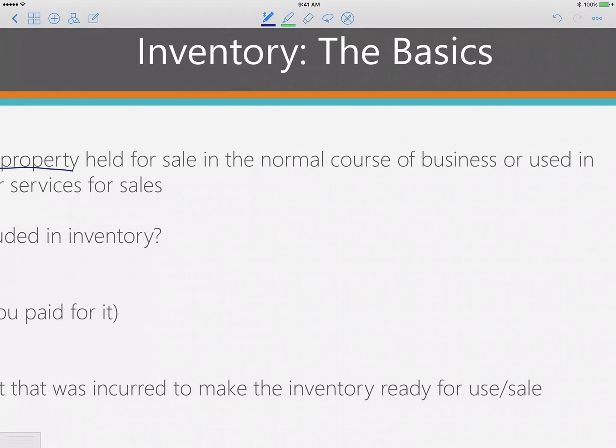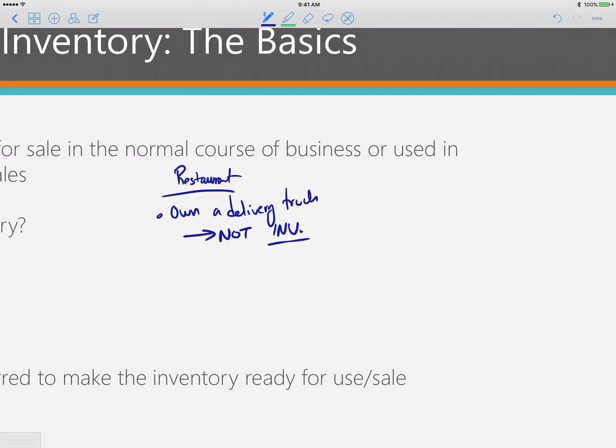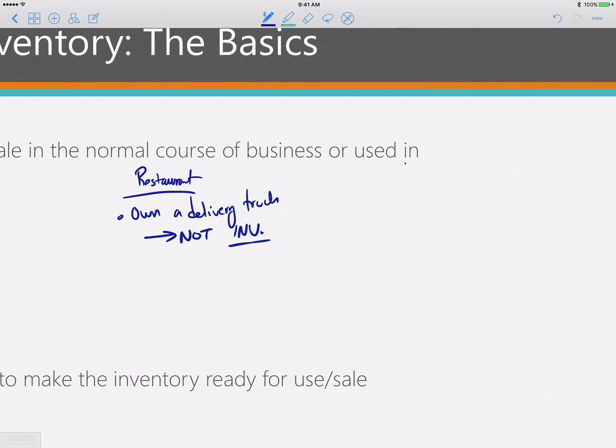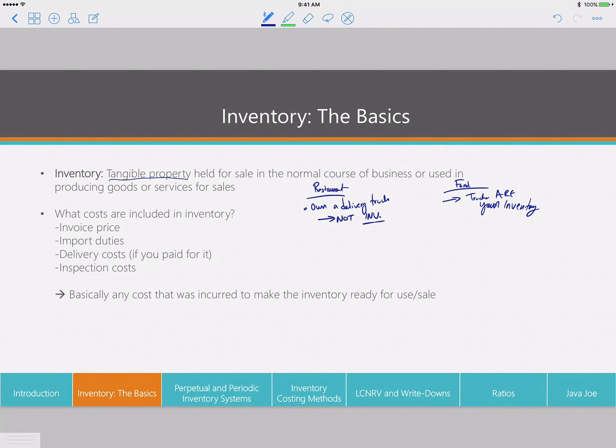For example, if we have a restaurant and we own a delivery truck, that is not inventory, because the truck is an asset that the business uses, but it's not inventory because we're not selling trucks. But if you're Ford, well, trucks are your inventory. It's what you sell in your regular business operations. So it's important to understand that it's all contextual to what type of industry you're in.